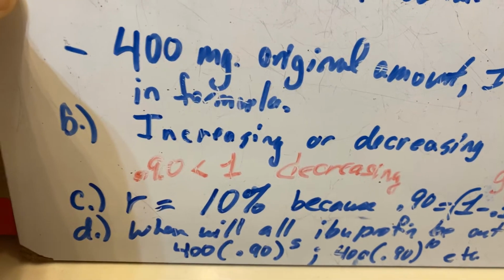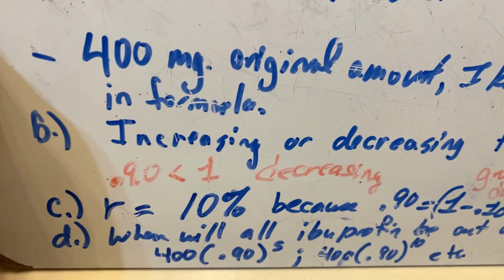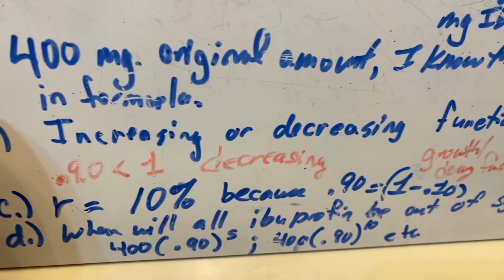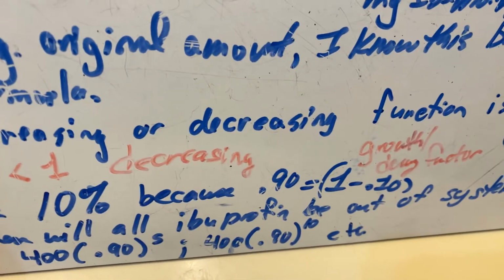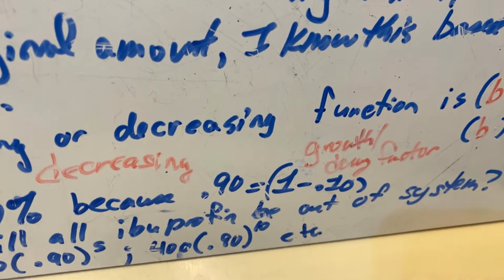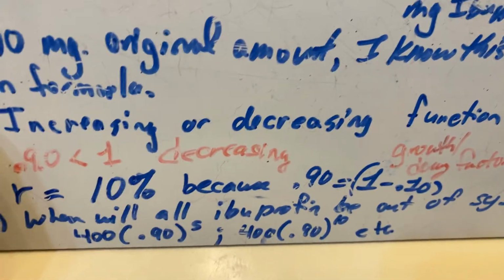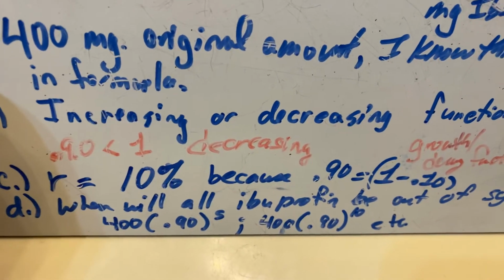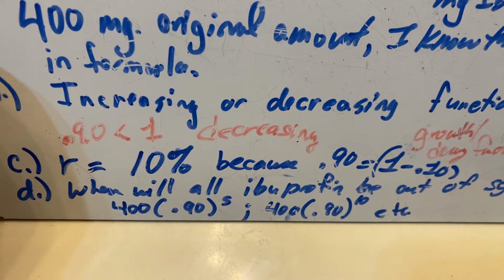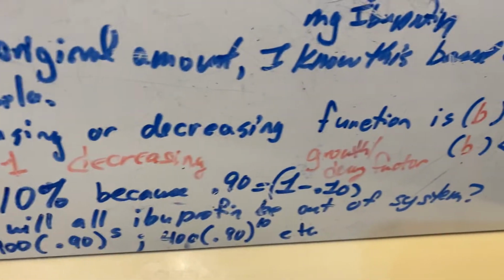For question C, it says, what is the amount of change, or what is the rate of change? The rate of change is 10%. How do I know this? Because 90 cents is equal to $1 minus 0.10. Remember that when we do it in the decay factor, it's a decimal, but when we ask for the rate of change, we want to convert that back to percent. 0.10 becomes 10%. Question D, when will all the ibuprofen be out of the system?